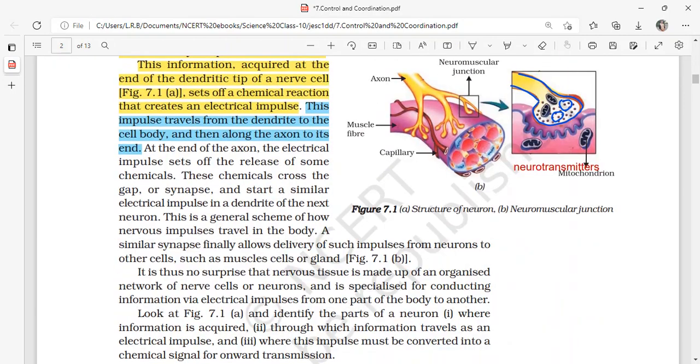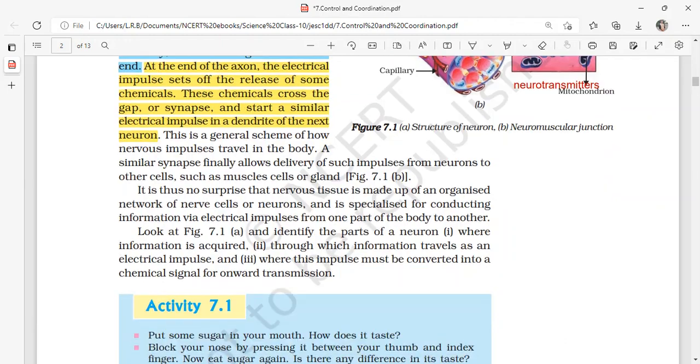Now let us go back. At the end of the axon, the electrical impulse sets off the release of some chemicals. These chemicals cross the gap, or synapse, and start a similar electrical impulse in a dendrite of the next neuron. This is the process from one neuron to another, and it doesn't take long. It happens in fractions of a second. So this is the general scheme of how nervous impulses travel in the body.